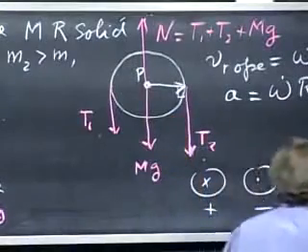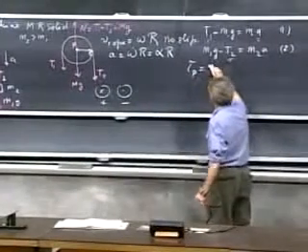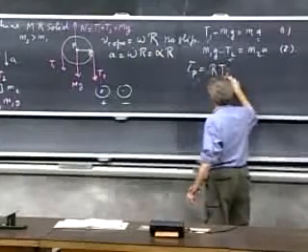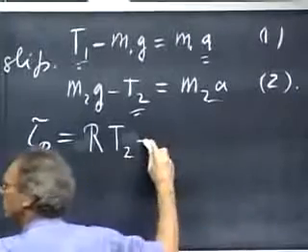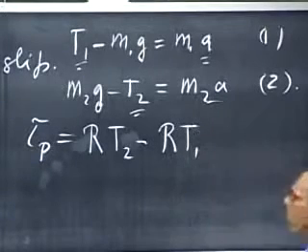Since this angle is 90 degrees, I simply get that the torque relative to point P equals the radius of the cylinder, the radius of that pulley, times T2. That's the positive part, and the negative part is the radius times T1.